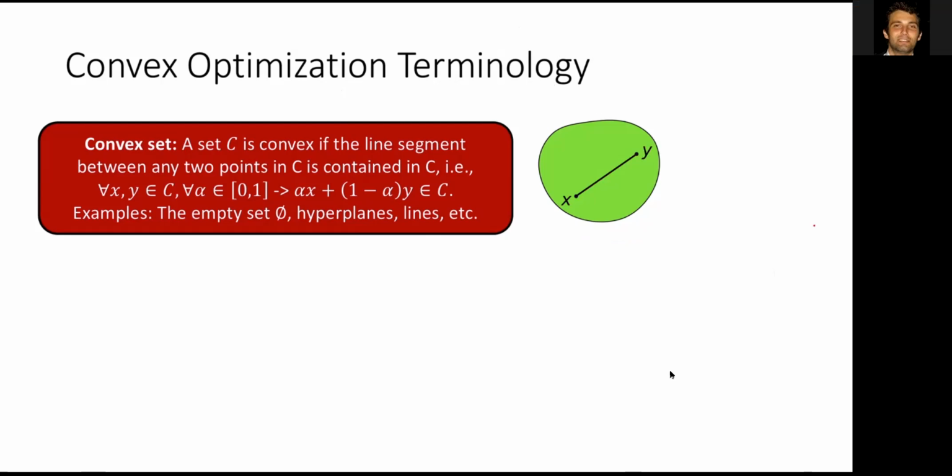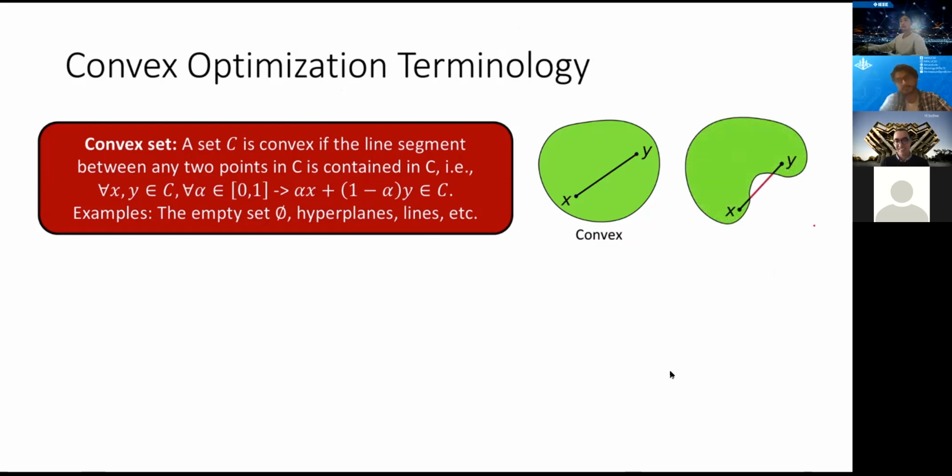Yes, this set is, sorry about that. This set is convex, right? Because we cannot find a line segment which is outside of this set. So what about this set? Actually, I provided a hint, which is non-convex, right?